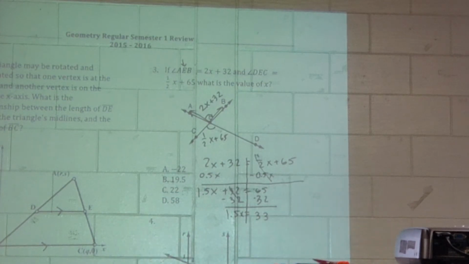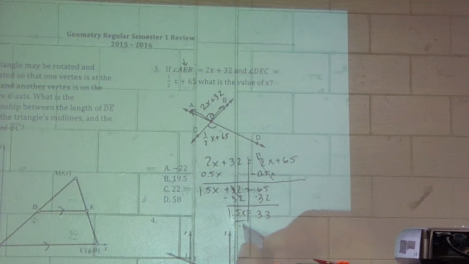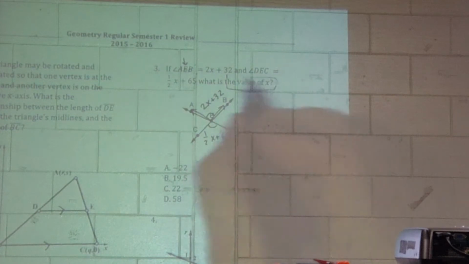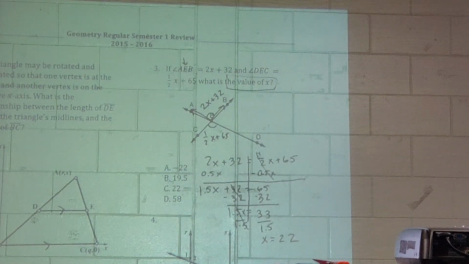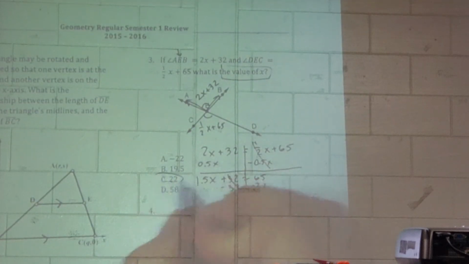33. And let's see, 33 divided by 1.5. So we divide by 1.5 over here, divide by 1.5 over here. That cancels. And I get x equals 22. Double check, did this problem say just find the value of x? It sure did. So I'm good. 22 is a valid answer. We're going to pick C.